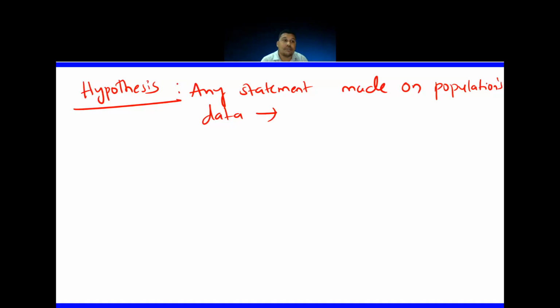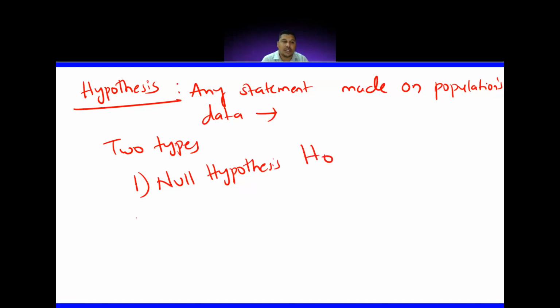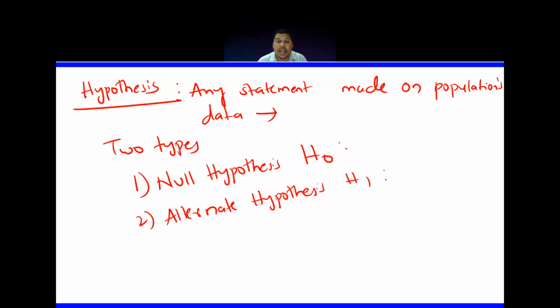Okay. Now there are two types of hypothesis. First one is the null hypothesis, which is represented using H naught. Second one is the alternate hypothesis, which is given as H1. Okay, null hypothesis and alternate hypothesis. There are two statements.